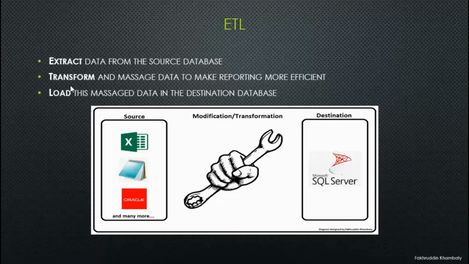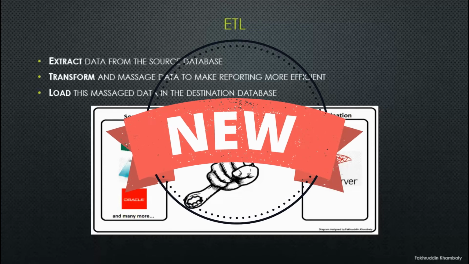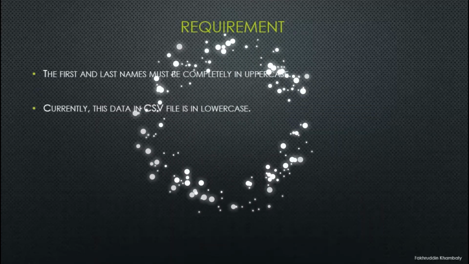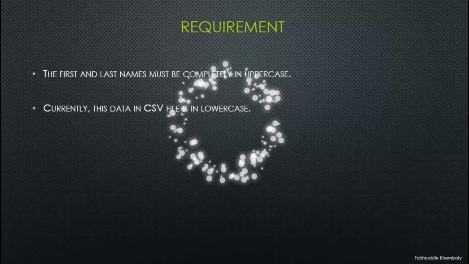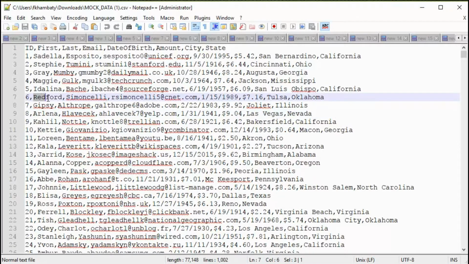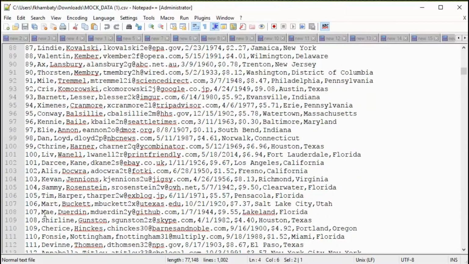In this video, I am going to walk you through a demo which will demonstrate how to achieve transformation on a set of data. So the new requirement this time is that the first and the last names must be completely in uppercase. Look at the data right now. The first name, the last name, not just this record but any random record that you would pick, are in lowercase. We have to convert the entire first name and entire last name for all the records into uppercase when the data is being loaded into Microsoft SQL.